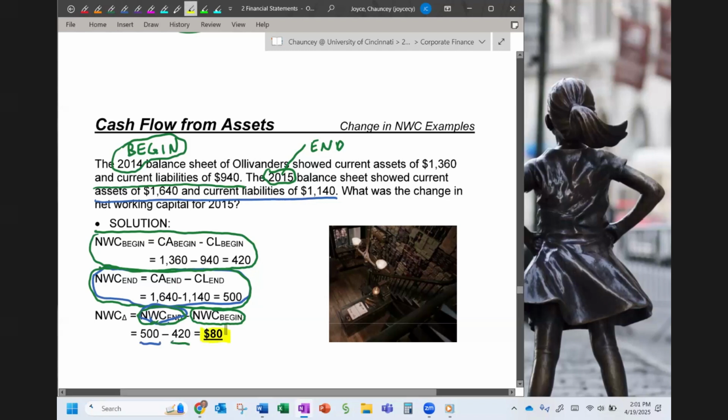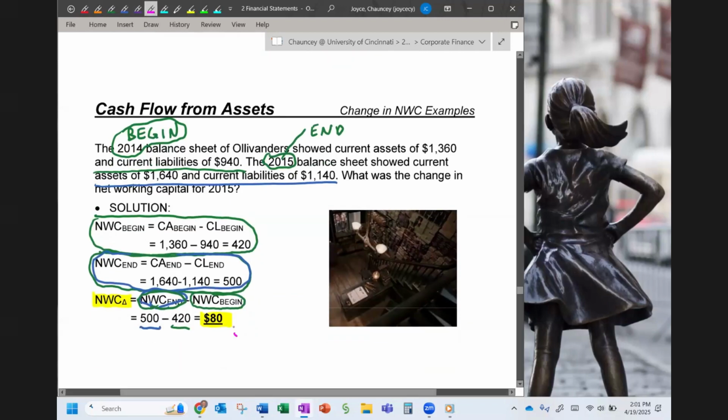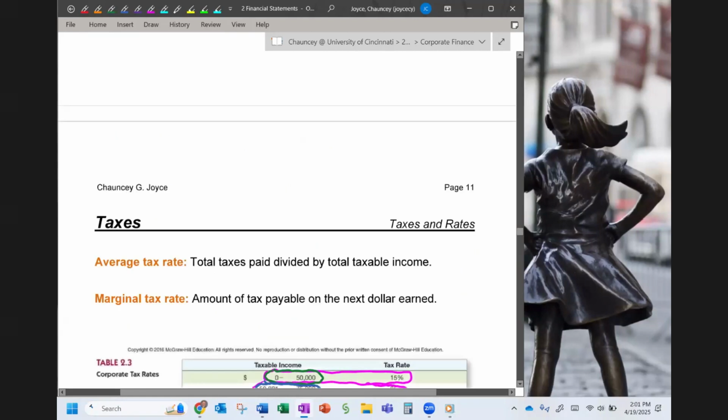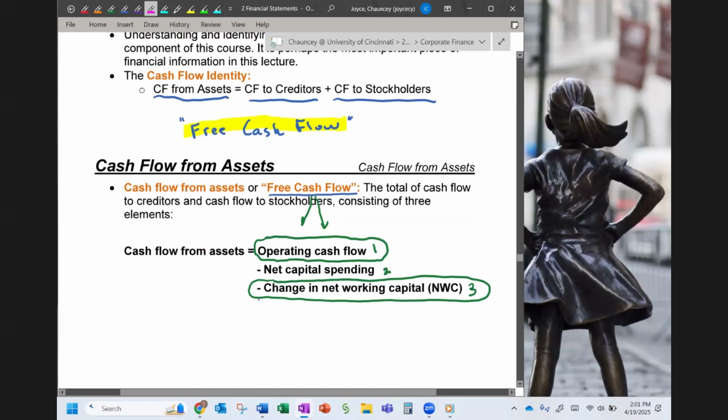That's an increase. Increasing net working capital, imagine that's something like inventories. You built more in inventories. That's equivalent to a cash outflow leaving the firm. So that's why you'd see in this equation, you're deducting a change in net working capital. So we had a positive 80. That's going to reduce cash flow from assets. It's going to reduce free cash flow. Just imagine you spent a lot of cash to build up inventory or something like that.